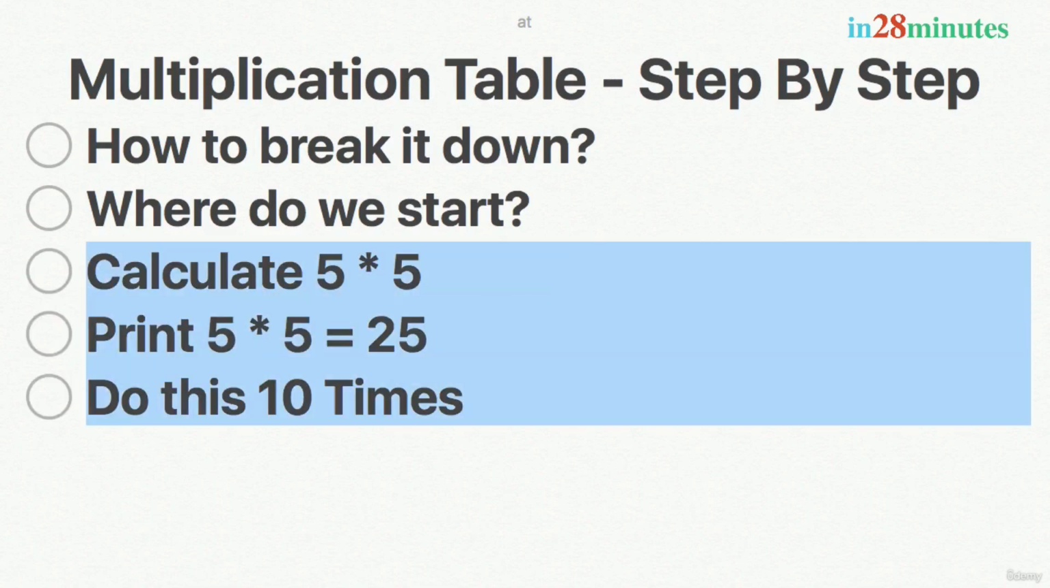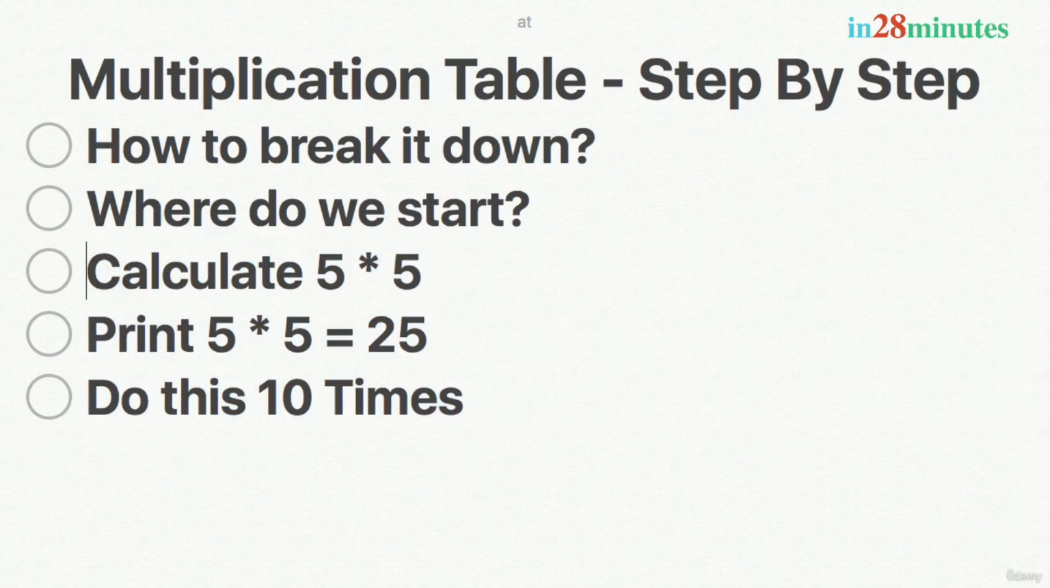Here are a few things that I have identified. One of the first things that we can do is get the computer to calculate 5 into 5 or 5 into 6. The second thing that we can do is to try and print this entire thing. So I would want to print 5 into 5 is equal to the calculated value. So whatever value is calculated from here, I would want to use it and print it in here.